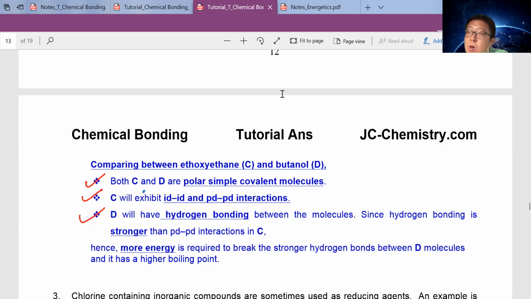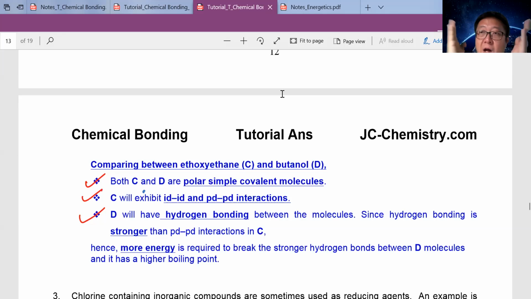Again, don't go against data. Like what I said, don't go against data. In the exam, let's say they give you C and D. They tell you that C is 125 PD and the boiling point is higher, and the other one is hydrogen bond, let's say 36. Then you say hydrogen bond is confirmed stronger than PD, so something is wrong with the data.